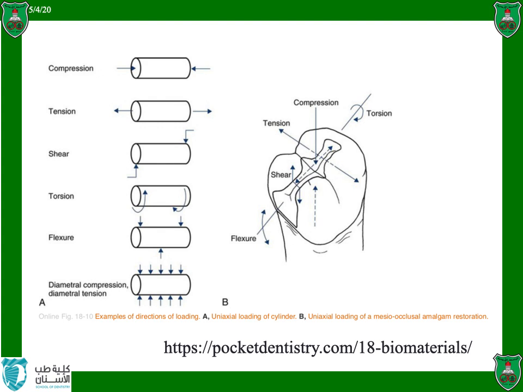material, we have compression forces, where you force the material from both sides. We have tension, where you pull the material from both sides. We have also a combination, like shear, torsion, and the flexural strength for a material. And also we have diametral compression and diametral tension tests.